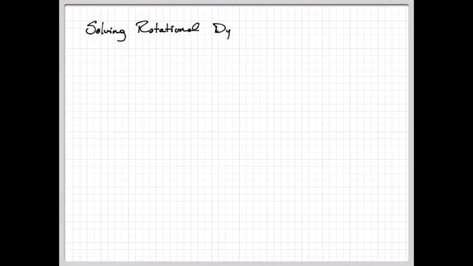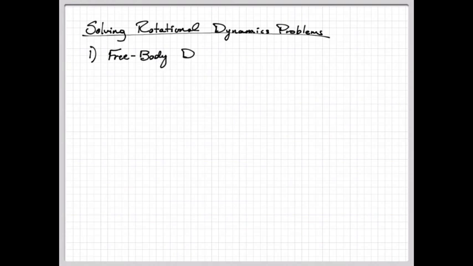So what does it take to actually go through and solve rotational dynamic problems? If you didn't catch on to the previous two examples, we're going to list it out here, and you should see that the process is pretty simple. First, start with your free body diagrams. You have to be able to identify the forces. You have to know what's going to cause motion, what's going to cause rotation, and the best place to start is your free body diagram.